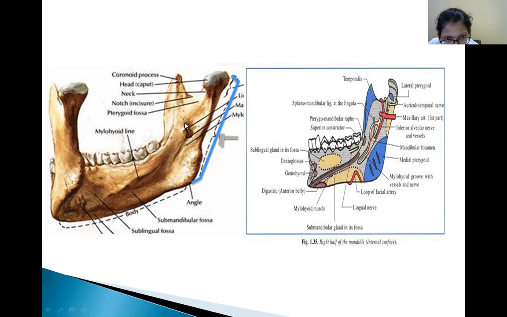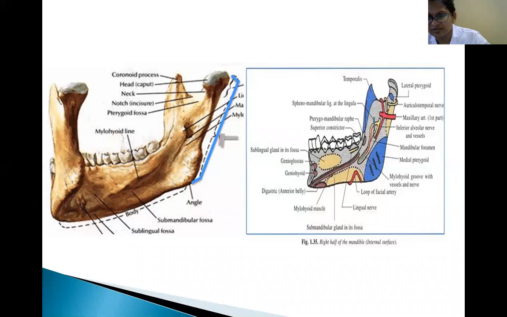And next, at the mandibular foramen, there is a tongue-shaped projection. This tongue-shaped projection is called the lingula, which is triangular in shape. See here, it is very prominent.